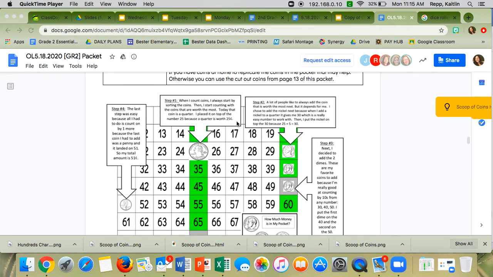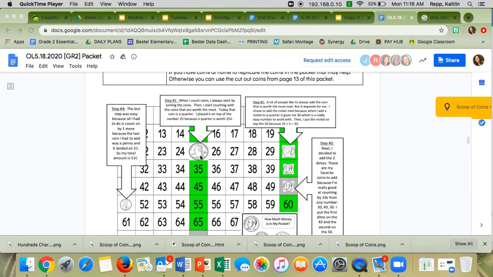So, when you count coins, you're going to start by sorting the coins. So, pennies, nickels, dimes, and quarters. Then you're going to start counting with the coins that are worth the most. So in this case, that's a quarter. So they placed the quarter on top of the number 25 because a quarter is worth 25 cents.